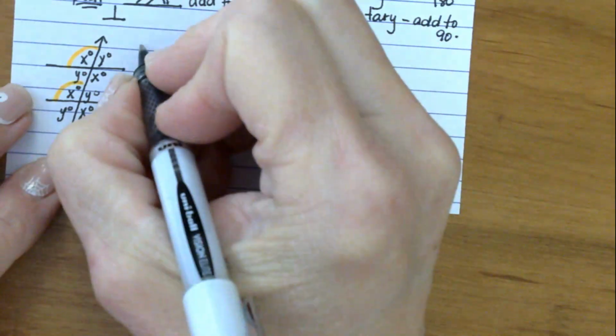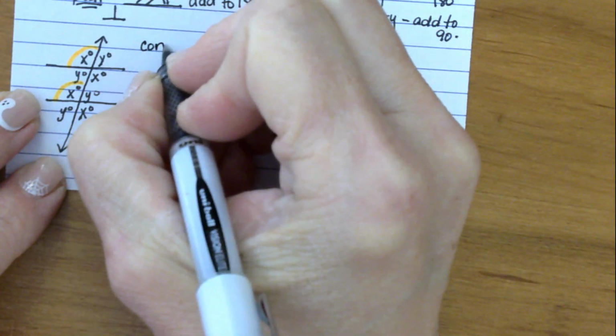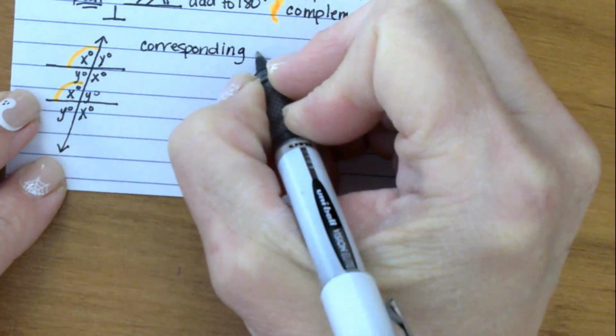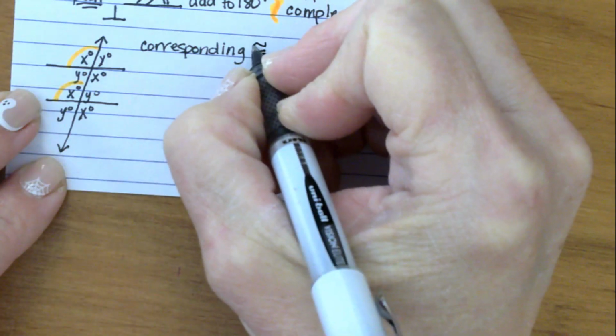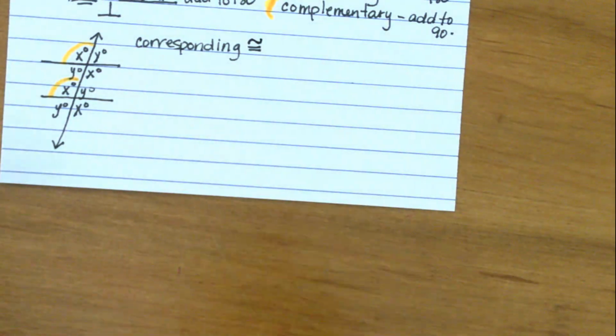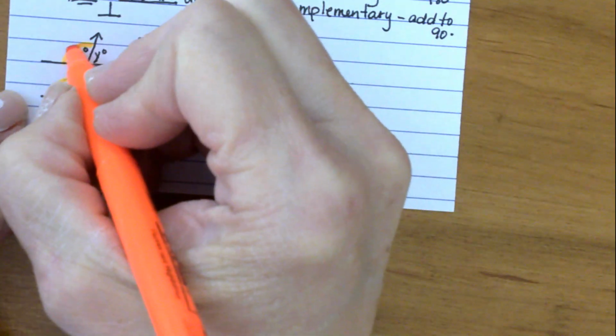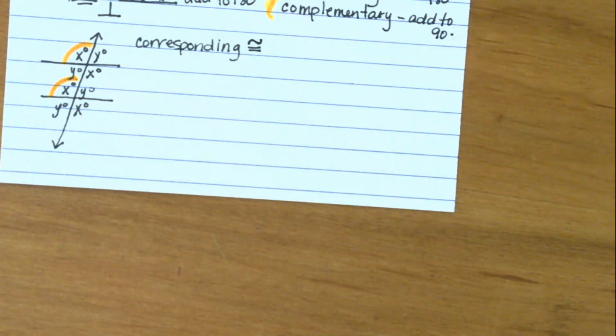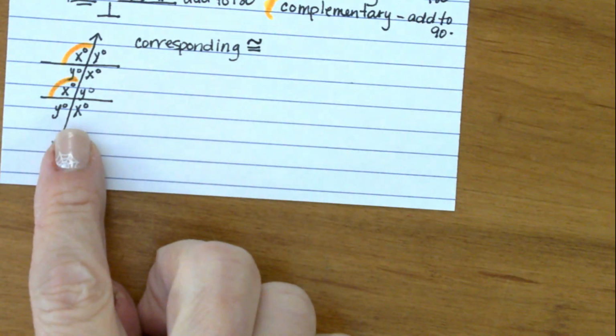Then maybe I do corresponding angles. I'm just grabbing a color. Corresponding, they are congruent. Okay? That means they're the same measure. And that's not the only pair of corresponding angles. They're in the same position. But that's one pair.